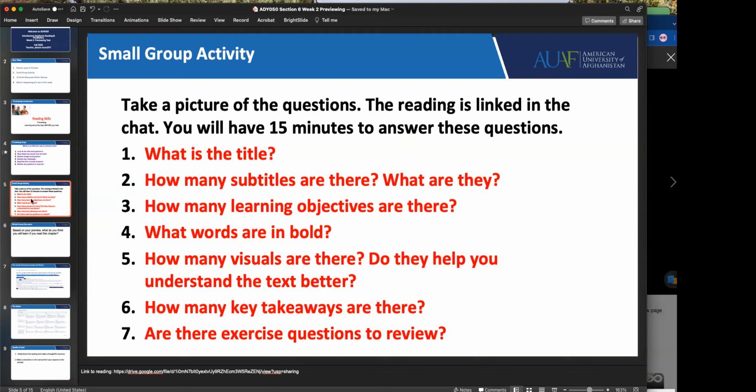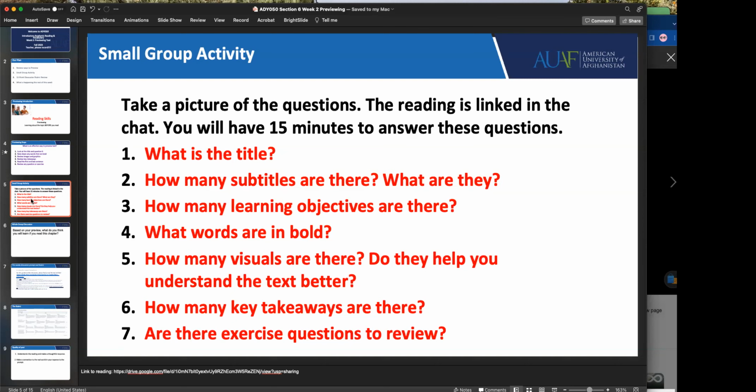So let's go over the questions. Number 1, what is the title? Number 2, how many subtitles are there? Okay, how many and what are they? Number 3, how many learning objectives are there? Again, you don't have to list the learning objectives, just how many. What words are in bold?